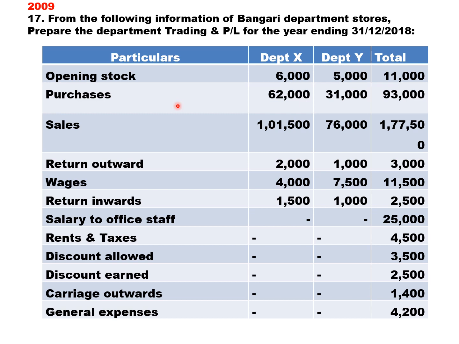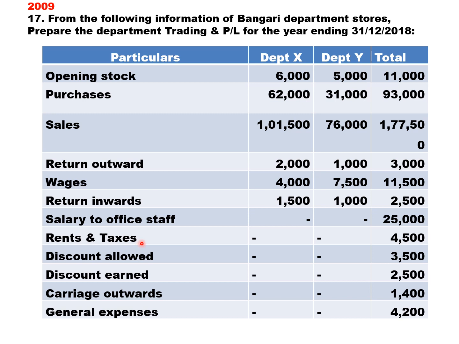2018. So students, we have opening stock 6,000, 5,000 and total. Purchases 62,000, 31,000 and total. Sales are given as 1,01,500, 76,000 and then total. Returns outward is treated as purchase returns, so purchase returns have to be deducted from purchases. Wages to be taken in trading account. And then returns inward is treated as sales returns, so returns inward, sales return, to be deducted from sales.